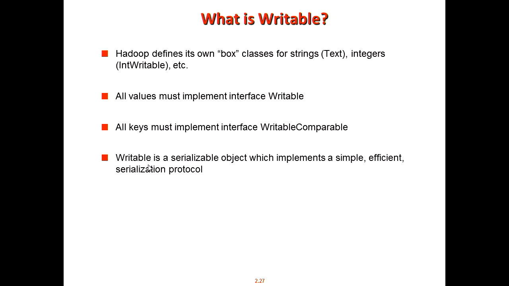And this Writable interface is a serializable object which implements a simple, efficient serialization protocol. We do not need to know the details. We just need to know that this helps us to serialize our data to HDFS and deserialize the data from HDFS. That's why we need to use Writable for writing and reading data in MapReduce.